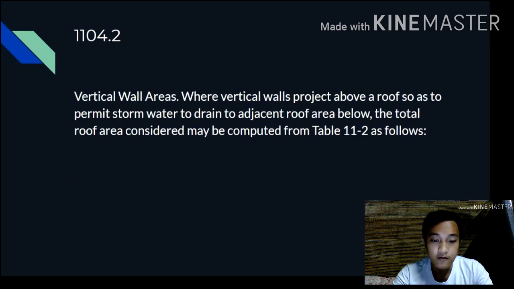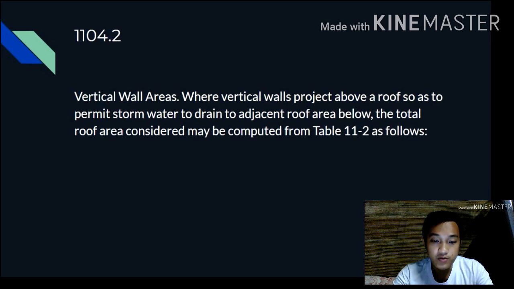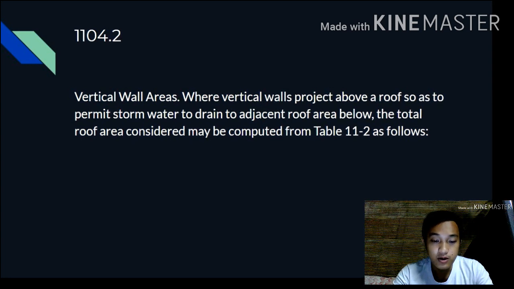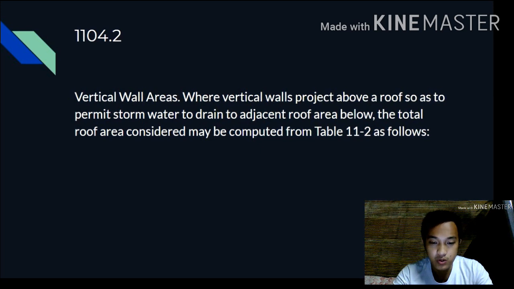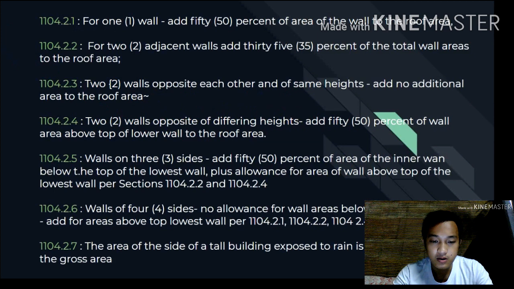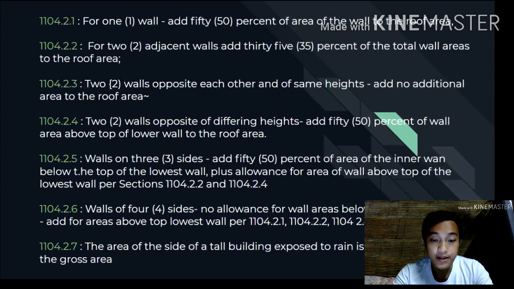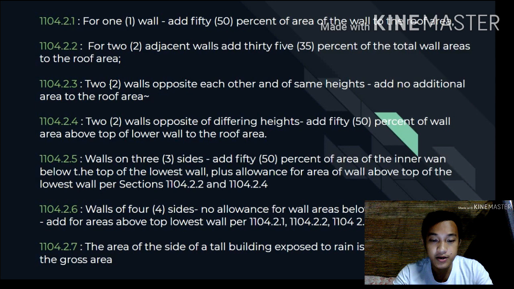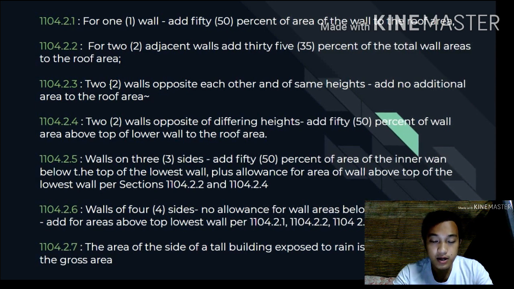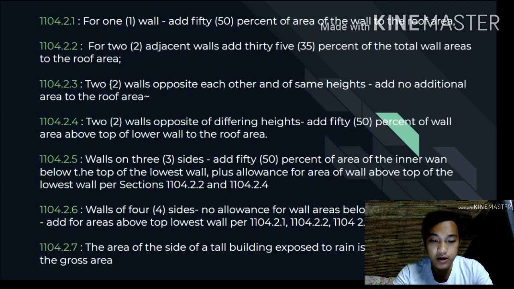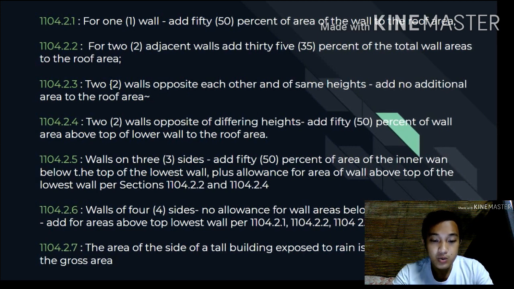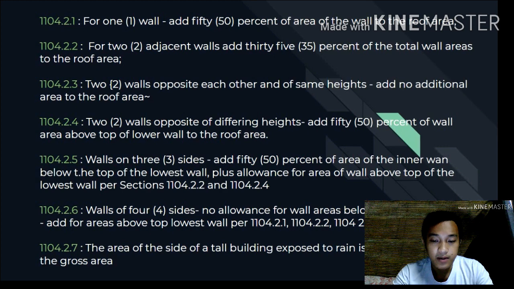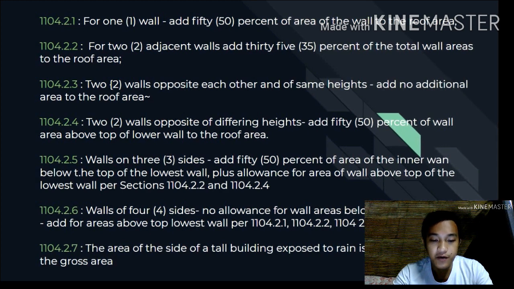Next, vertical wall areas, where vertical walls project above a roof so as to permit storm water to drain to the adjacent roof area below. The total roof area considered may be computed from Table 11-2 as follows. For one wall, add 50% of the area of the wall to the roof area. For two adjacent walls, add 35% of the total wall area to the roof area. Two walls opposite each other and of the same heights, add no additional area to the roof area.